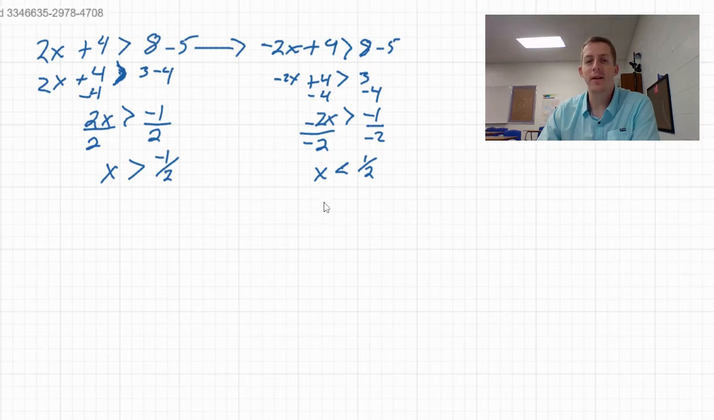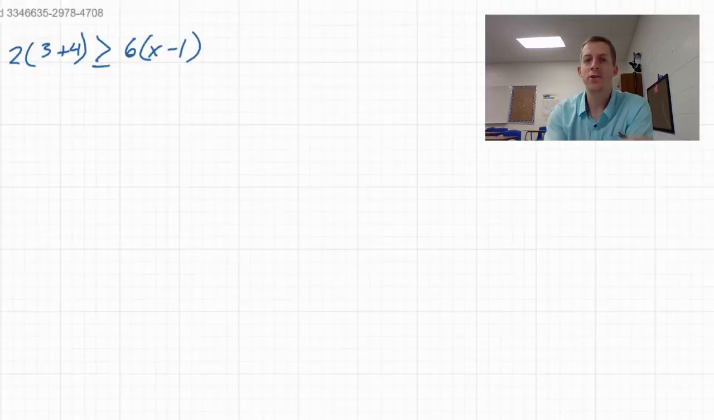So what does this mean, actually? In both of these equations, this means that to make this statement true, x needs to be greater than negative 1/2 in this equation over here, and x needs to be less than 1/2 in this equation over here. What happened here? I want you to try and give this a little solve before we move on any further.